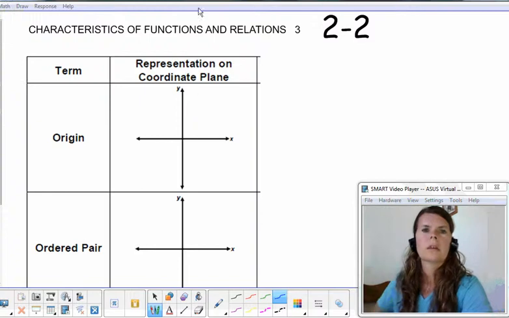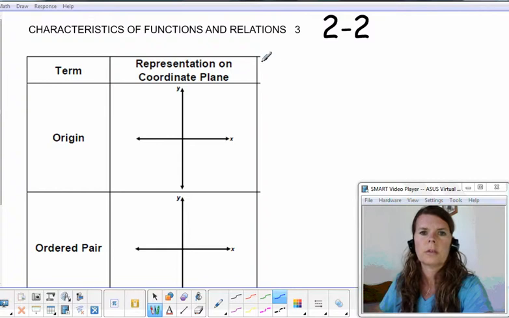Okay, so today we're doing 2-2, and because functions and relations was so fun yesterday, we're going to continue with functions and relations. This is just the second part of functions and relations. And notice we're starting out by focusing in on the coordinate plane.